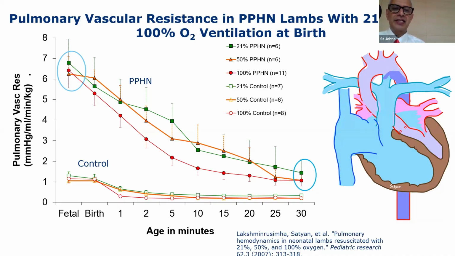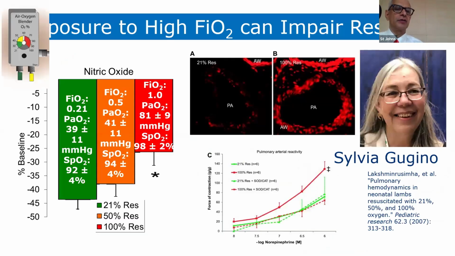And what we saw in these studies was that if you use 100% oxygen, you brought the PVR down, but subsequently when you went back and used nitric oxide with these lambs, those lambs that had received 100% oxygen in the past suffered from significant superoxide-induced damage, and so they did not respond to nitric oxide well, showing that prior exposure to 100% oxygen tends to impair your response to nitric oxide.